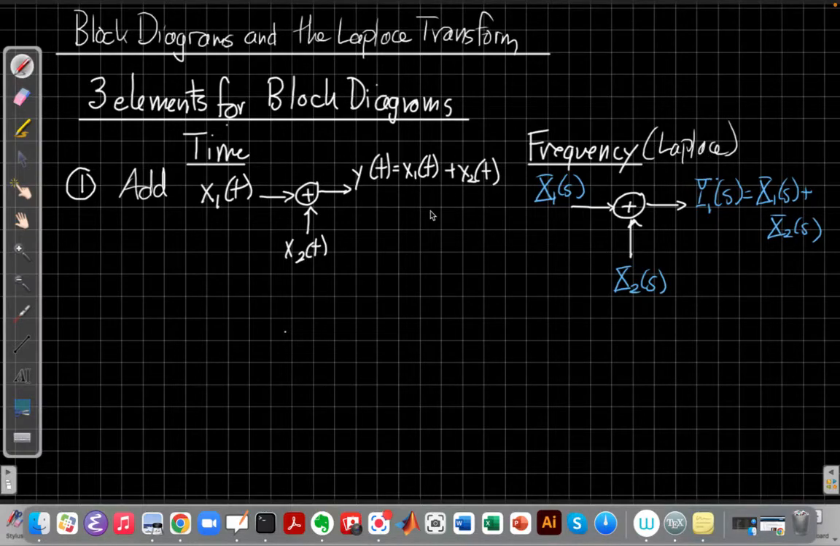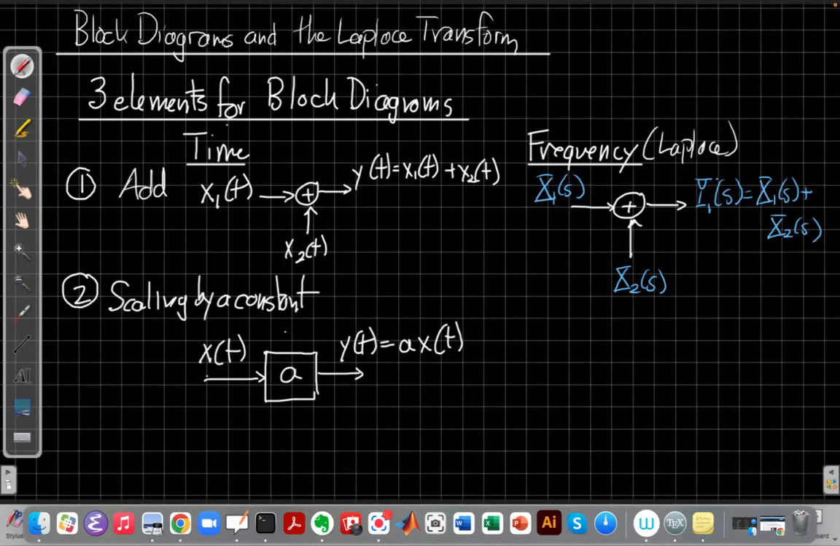The second element we need, if you don't remember, is scaling. And by scaling, I mean scaling by a constant. So if I put in x of t, I scale it by some gain a to get out y of t is a times x of t. So now let's think, if I go to the frequency side, if I scale something by a constant in time, what do I do to its Laplace transform? Well, again, because the Laplace transform is linear, it's the same thing. So I put in x of s, and I get out y of s is a times x of s. Though I guess if I'm going to follow my convention, I should keep those blue.